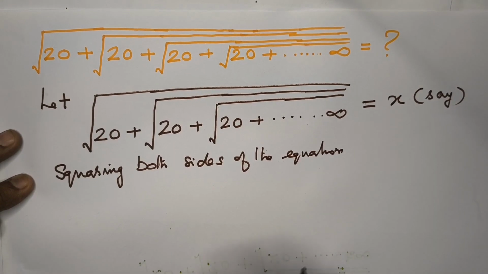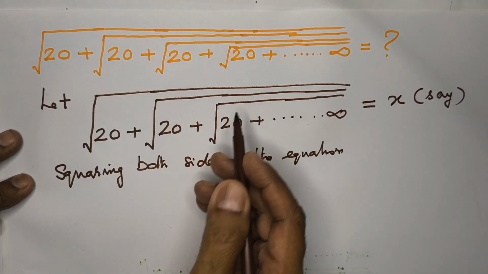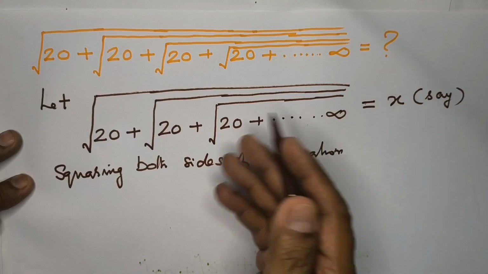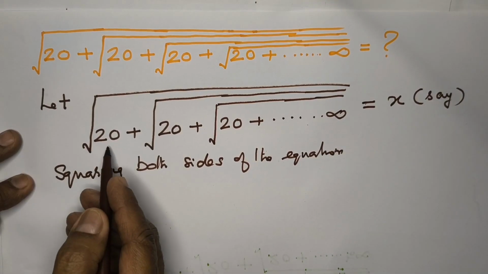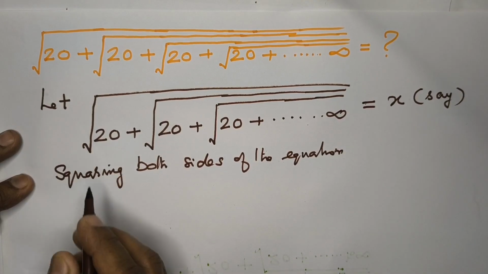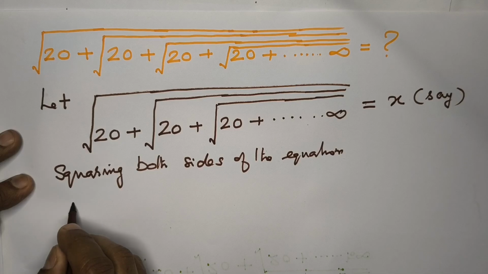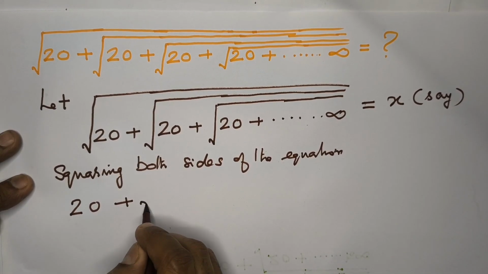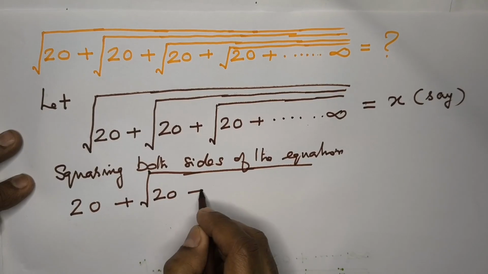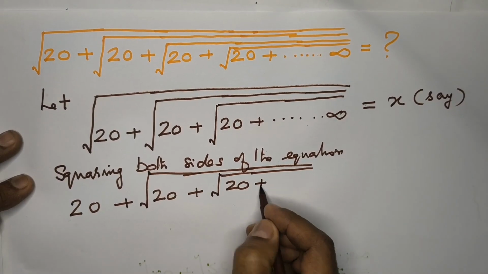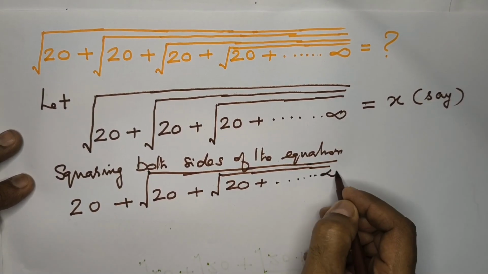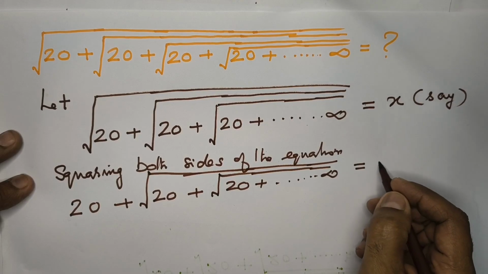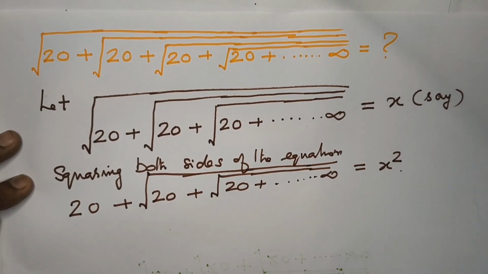When squaring, what do you have? One root sign out of the infinitely many root signs will go, and this 20, can you see, will come out. And this is what you are going to get: 20 plus everything else will remain there, 20 plus 20, it goes on up to infinity, and the right side will be x squared.